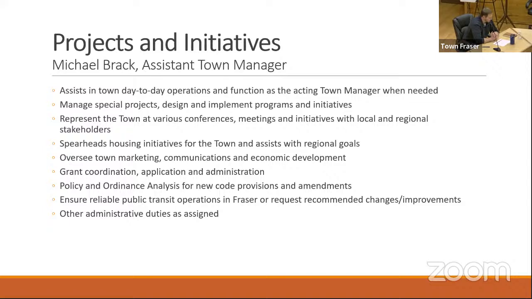I oversee the town marketing, communications, and economic development that go on in the town here. I have one direct report, who is Sarah Wick. She does our marketing communications, so I oversee the work that she does and assist her with different things as needed. And she also is the sitting member on the Economic Development Advisory Committee.